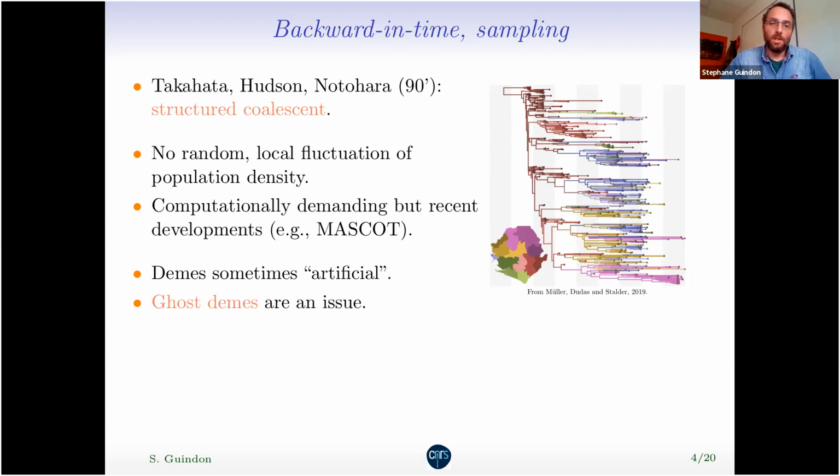But an issue I wanted to mention here again is about sampling, because the first problem you can notice is that sometimes the way you delineate demes is not fully driven by the biology of your organism. It could appear to be fairly artificial, right? That's the first issue. The second issue is that sometimes you have ghost demes that you haven't sampled, and we know that those demes may have a negative impact on the inference of migration parameters, for instance.